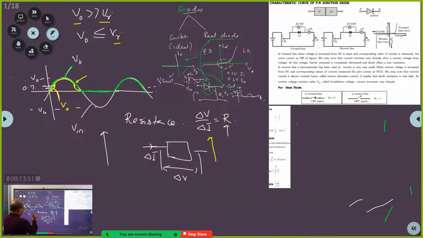Now supposing this is voltage versus current, and you have a line like this. What is the slope of this line? The slope of this line is tan theta. If you take this, this is delta V, and this is delta I. So delta V by delta I is tan theta. Tan theta is the slope of this line, and that is equal to the resistance of the device with this characteristic. Clear?